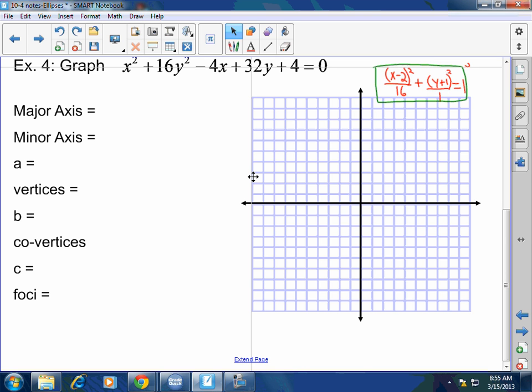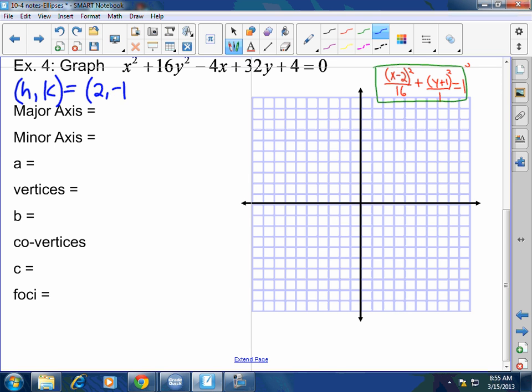All right, now let's do this out the good way, easy. First of all, what's my vertex? What's my HK? Okay, my HK is 2, comma, negative 1. That's going to really help me. That's my HK, guys. It's going to really help me. Label, label, label, label, label.